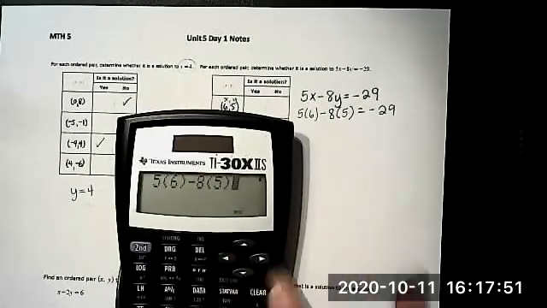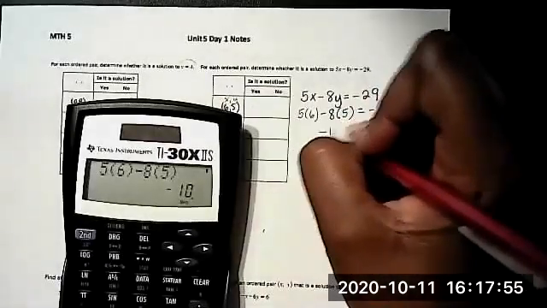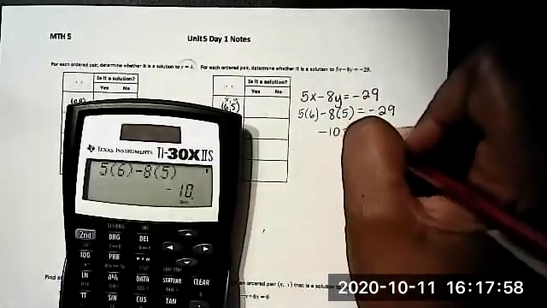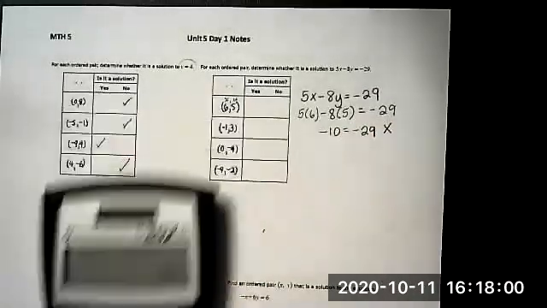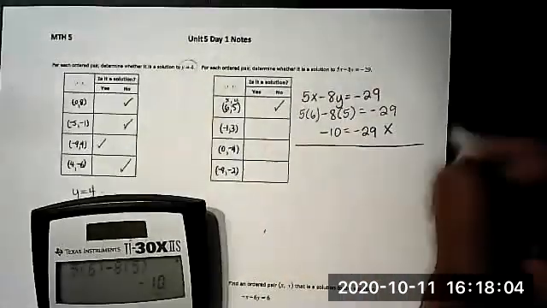Oops. I don't know why I did that. Push enter. Negative 10. This is negative 10 equals negative 29. Is that true? That is not true. So guess what? It is not a solution. Okay, let's go to the next one.